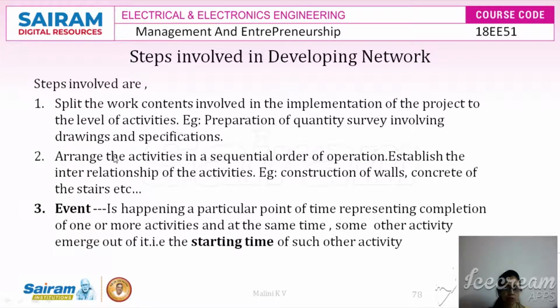I have listed all the steps here. The first step for network construction is to split the work contents in the implementation of the project to the level of activities, which represent individual and then dependent tasks. Individually, the category of the works has to be identified. For example, take the preparation of the quantity survey involving drawings and specification. Think about constructing a house or any kind of building.